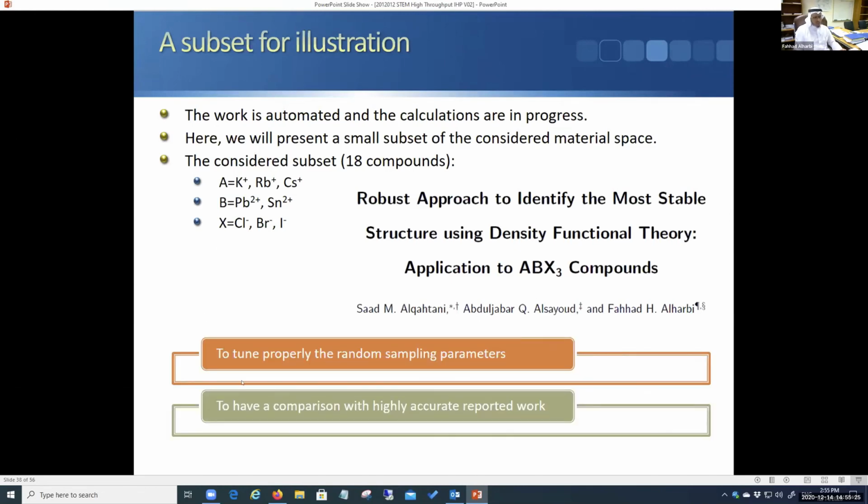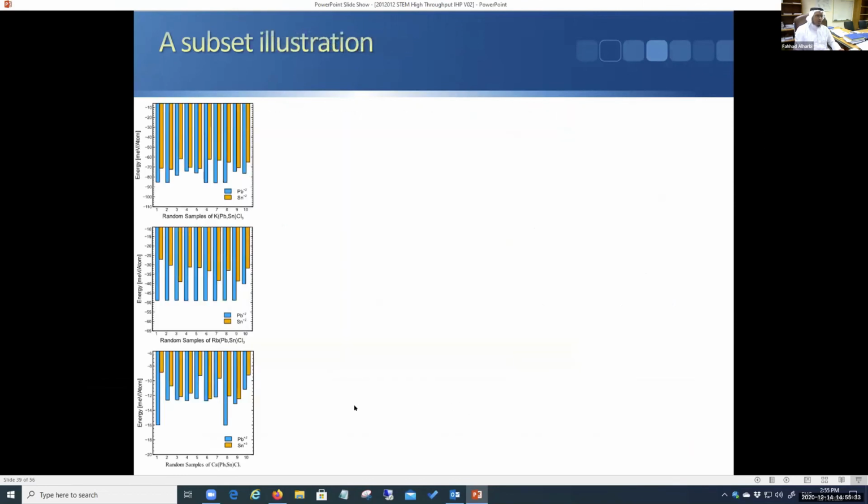We use this to tune the random sampling parameters and to have a comparison with highly accurate reported work. With the random sampling we show that we reach, hopefully the global, I'm not really sure, but a very strong minimum. When we go for 10 samples, for example for the chlorides, we see two minima, one a bit shallow and one really deep. All 9 of the random samples we use reach that deep minimum.